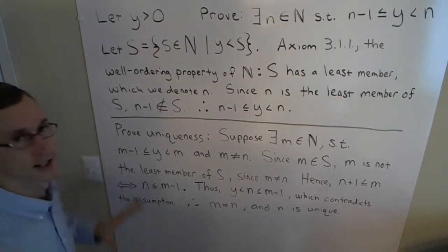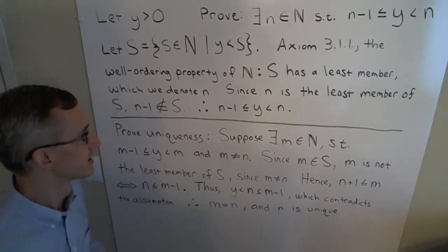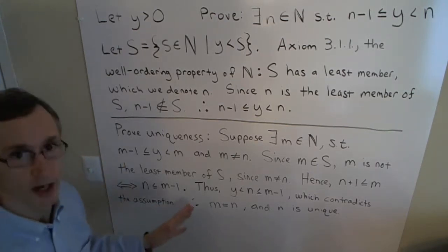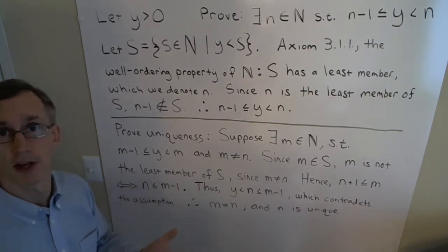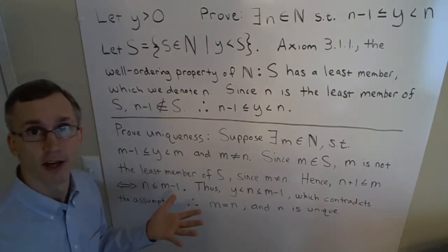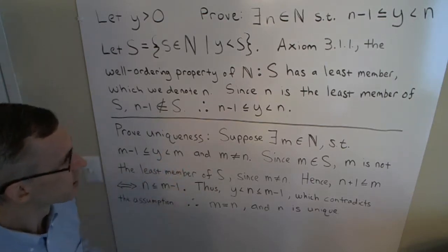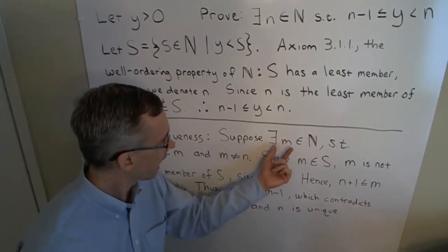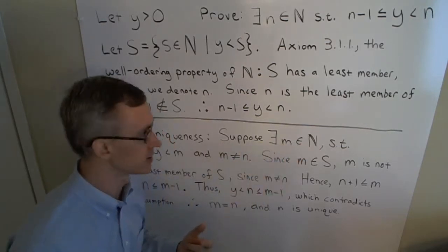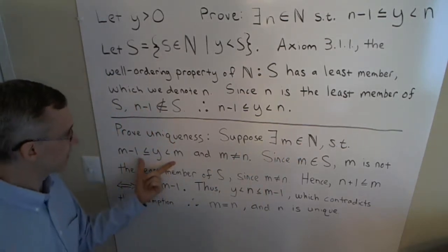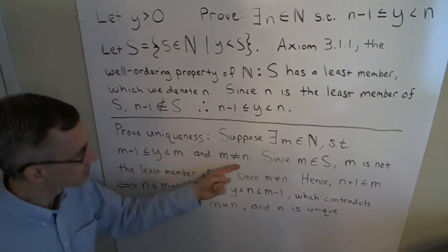The second part of the exercise is to prove uniqueness. The standard way to prove uniqueness is to assume that there is another solution to the proof that's different than the original solution. In this case, we're going to assume that there's an m element of the naturals such that it satisfies the conditions of the proof, but is different than n.